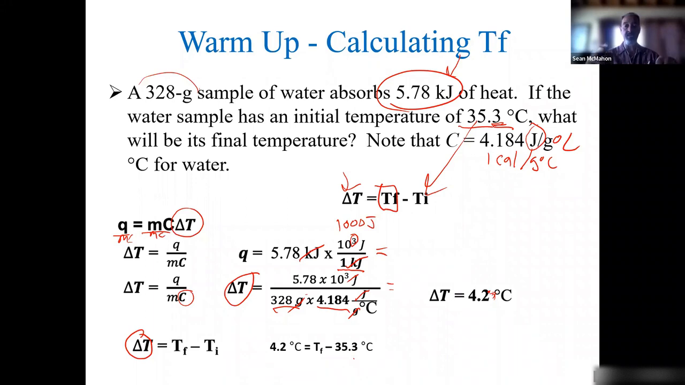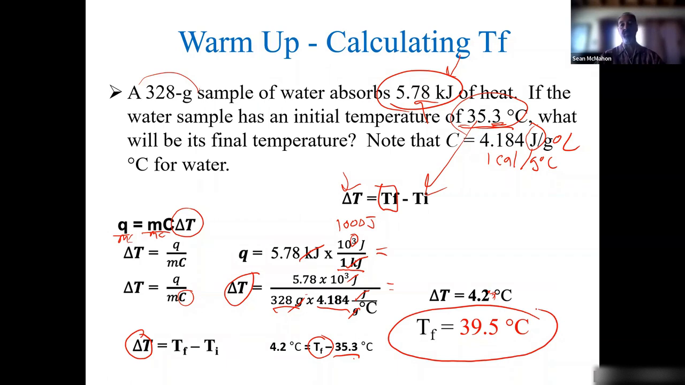And now I'm not using multiplication and division rules. I'm using addition and subtraction. So I go to the least precise, which for this temperature measurement will be to the tenths. To get rid of the 35.3 on this side and isolate the final temperature, I add it to both sides. And I get the final temperature for a 328 gram sample of water that absorbs 5.78 kilojoules, starting at a temperature of 35.3 degrees Celsius. It rises to a temperature of 39.5.